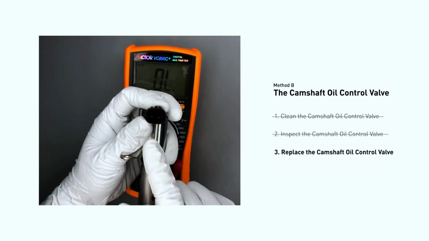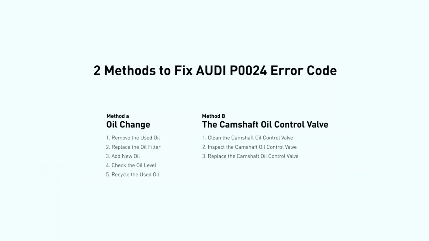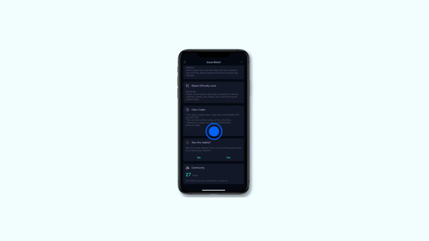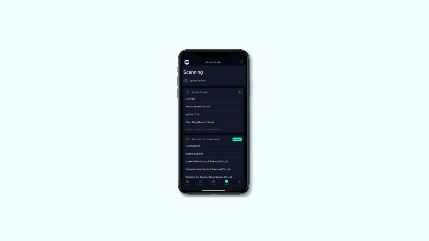If you do not get a reading, this indicates that the camshaft oil control valve is faulty and needs to be replaced. So here are two of the most practical solutions to fix Audi's P0024 error code. After the repair, you can now use the OBD2 scanner to clear the error code. And tap the rescan button one more time to make sure everything is fine with your vehicle.